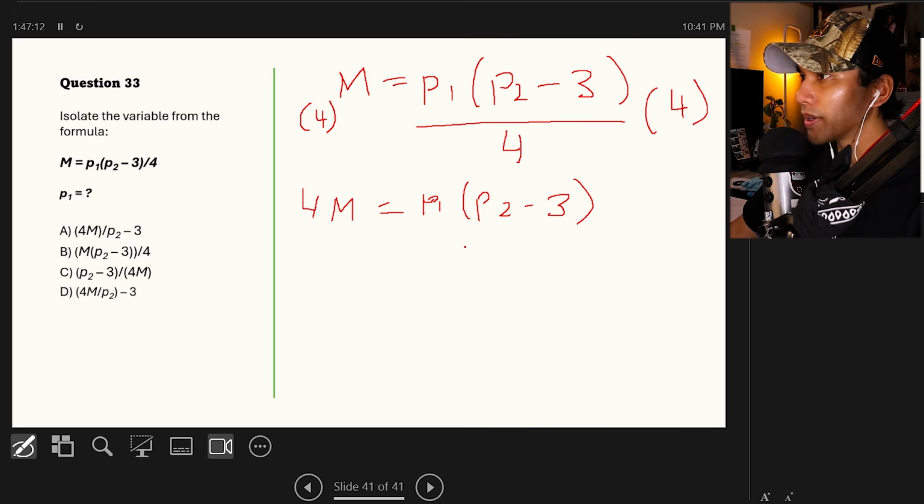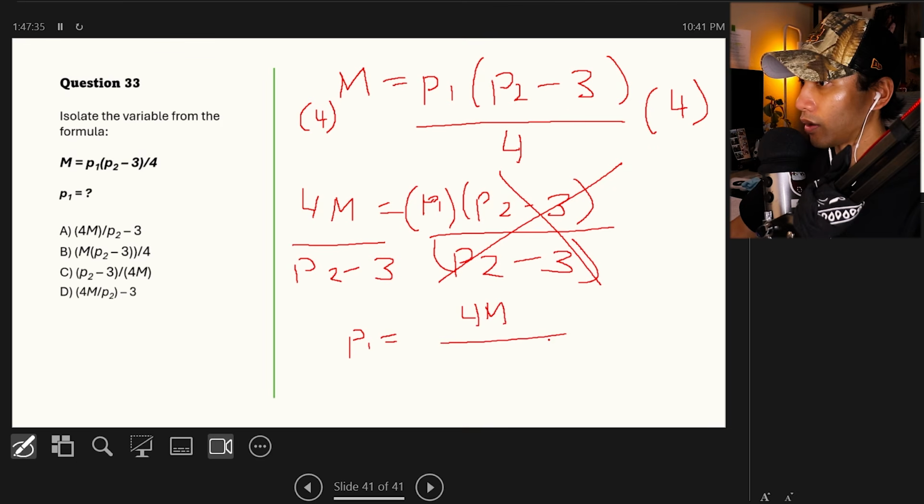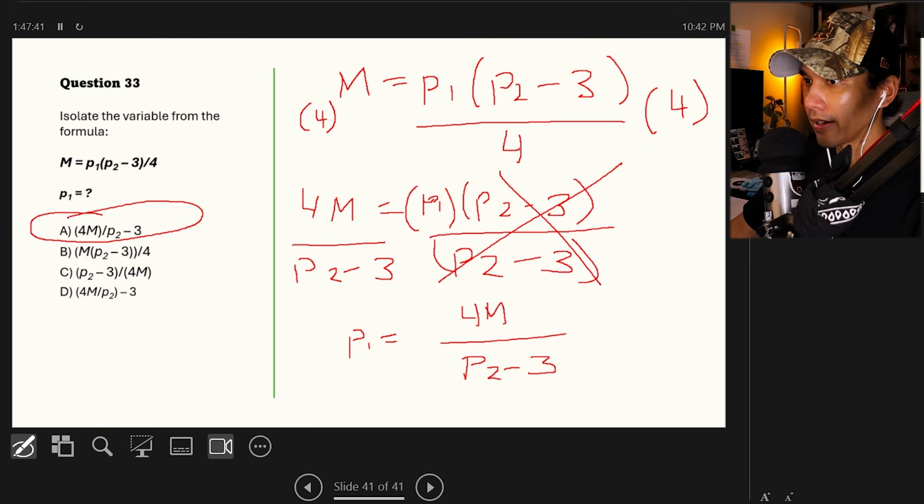Oh, all I would do is this. Oh my gosh, I made it so difficult. You just divide by P2 minus 3, all of that. That's it. Because it's like P1 times P2 minus 3, and then these would cross out. And now your full equation isolating P1 is 4M over P2 minus 3. That's it. This would be answer choice A again. Guaranteed.